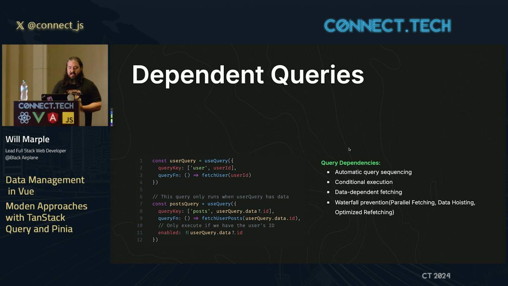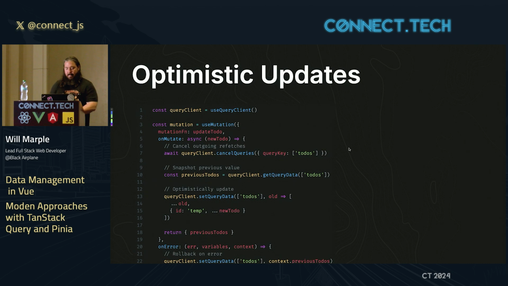So there are mechanisms like parallel fetching, data hoisting, which means it's pulling the cache up in your component tree, making it more available throughout your component tree, and optimized refetching that is going to go the distance to help you prevent those waterfalls. Optimistic updates. So how many of you have ever had to, or are implementing, optimistic updates?